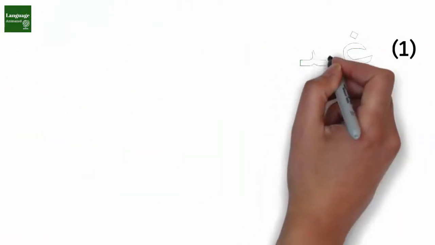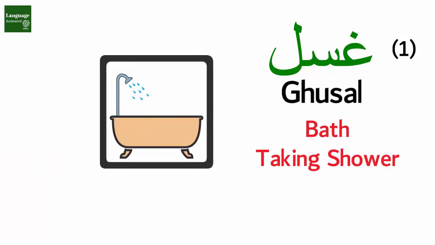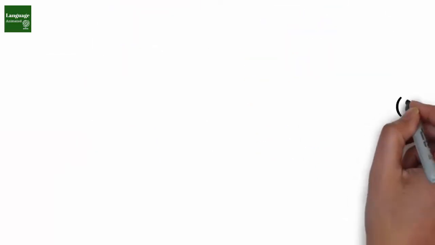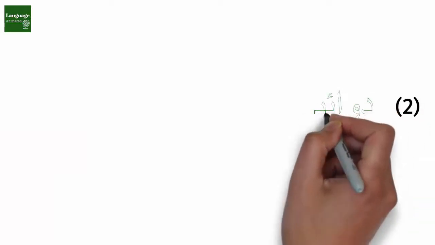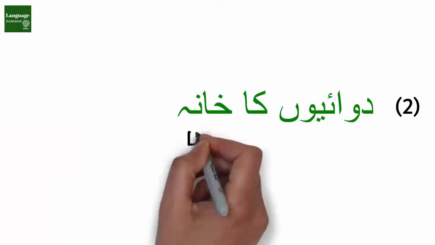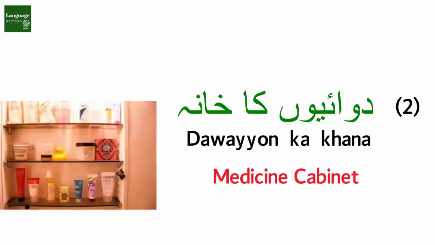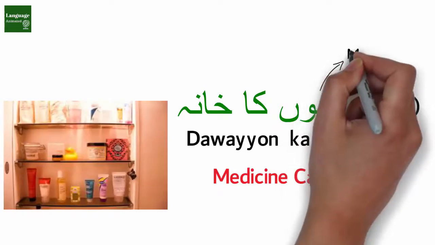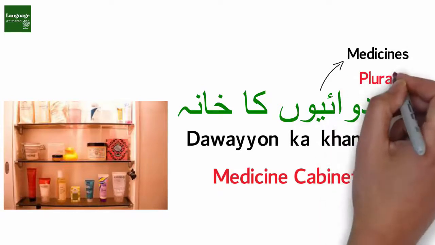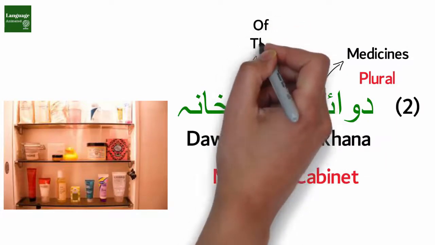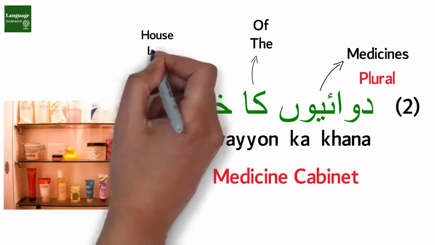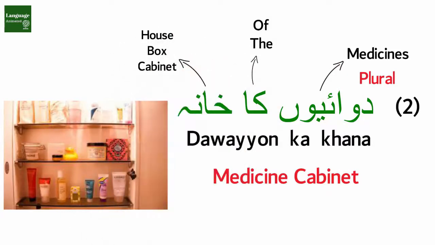First word is ghusl. Ghusl means bath or taking shower. Second word is dawaiyoka khana. It means medicine cabinet. Dawaiyo means medicines. Now here, dawaiyo is plural. Ka means of or the, and khana means house. But there it is used as cabinet, okay?